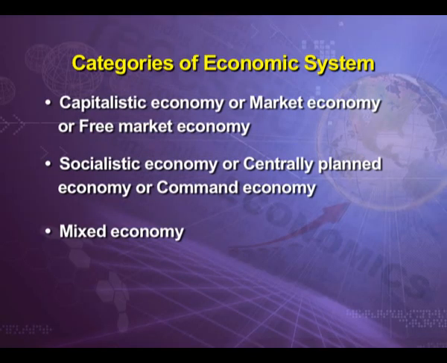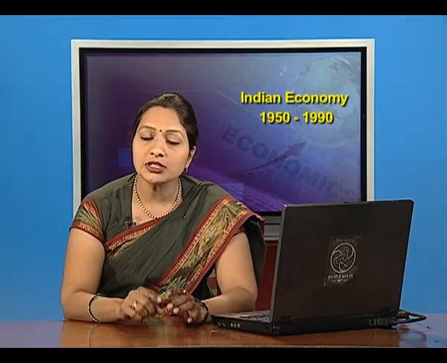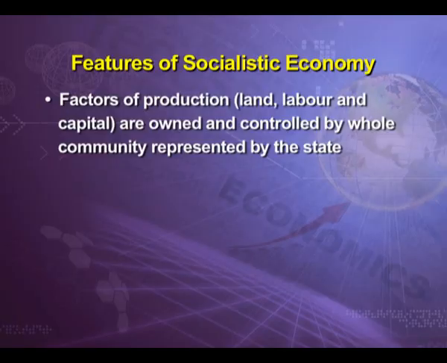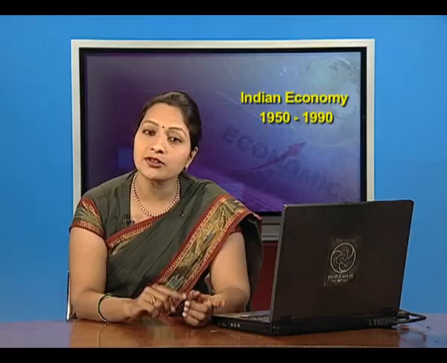Now move to the socialistic economy. Socialistic economy has features entirely different from capitalistic economy in the sense that here factors of production, land, labor, capital, are owned and controlled by the whole community represented by the state, whereas in capitalistic economy these factors of production were owned and controlled by private individuals.